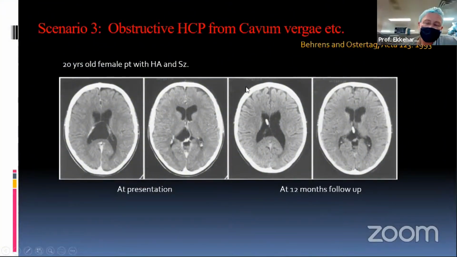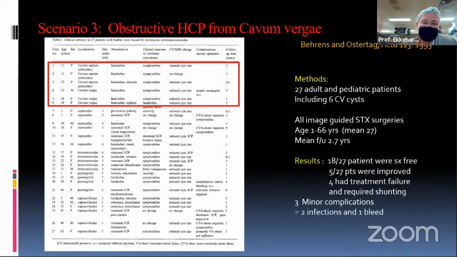By placing a simple catheter through the frontal lobe, through the ventricle, into the cavum vergae, you can achieve decompression of the cyst, and the patient became symptom-free from headaches and seizures thereafter. In their paper, they described 27 such procedures, out of which 6 were cavum vergae and septum pellucidum cysts. They had an excellent success rate in their overall series and only minor complications. And I encourage everyone to read up on this, to have it available in your armamentarium as a minimally invasive procedure for a rare problem.